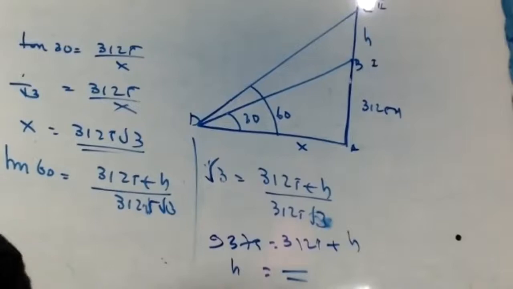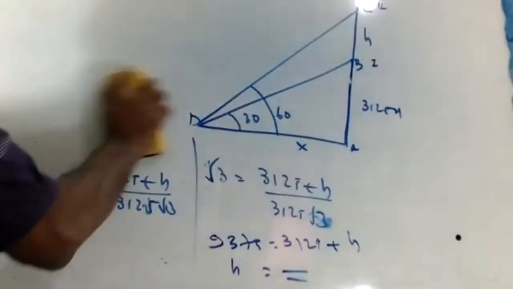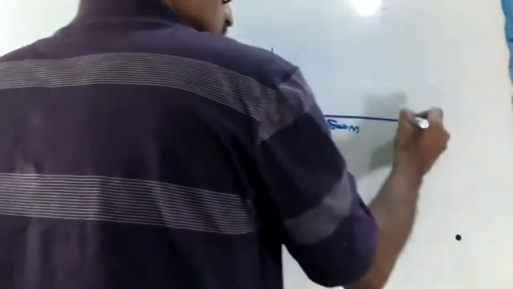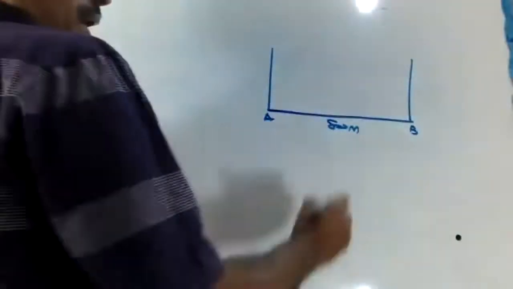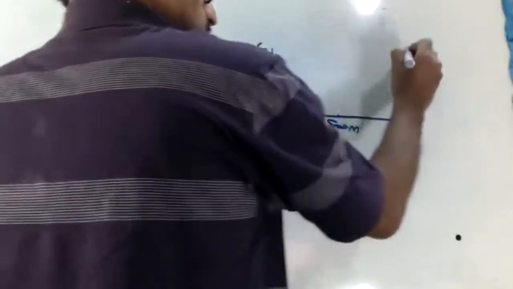Okay, so look here now. Those not getting, listen here. Look. Two poles of equal heights are standing on opposite sides. Okay, this is the road, A, B, the road is 80 meters. One pole is here, the second pole is here, with equal height H, C, D.